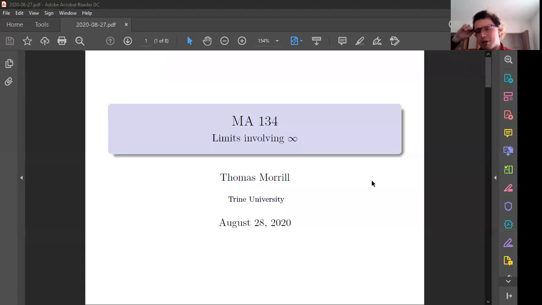So I'd like to talk about how limits interact with our concept of infinity. There's a couple different ways this can play out. So just to be clear, what do I mean by infinity? Well, infinity is not a real number, right? There's no position on the x-axis that I'm going to call infinity.